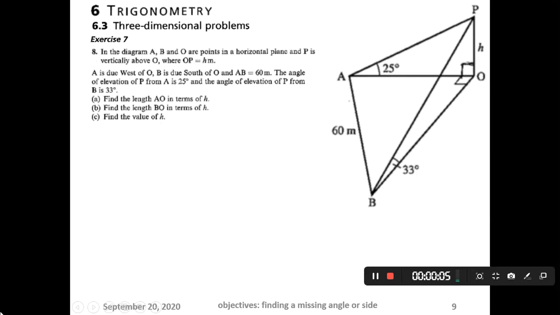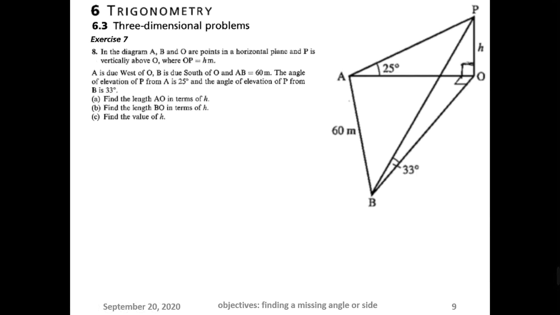Good evening, everyone, and welcome back to solving three-dimensional problems using the sine and cosine rule, as well as Pythagorean theorem. So we're going here to find missing sides or missing angles. That's our objective of the video today, but it's in 3D objects, such as the one we see here in this diagram.